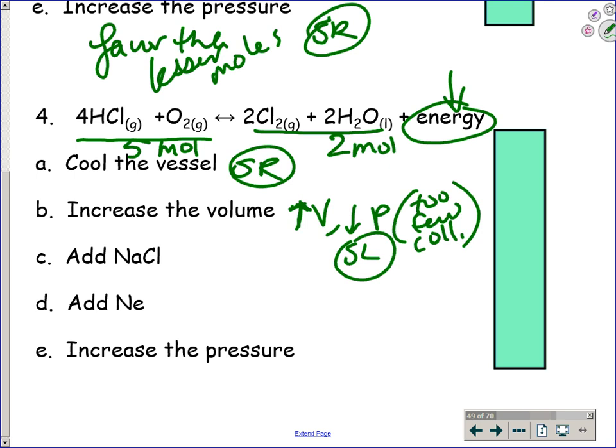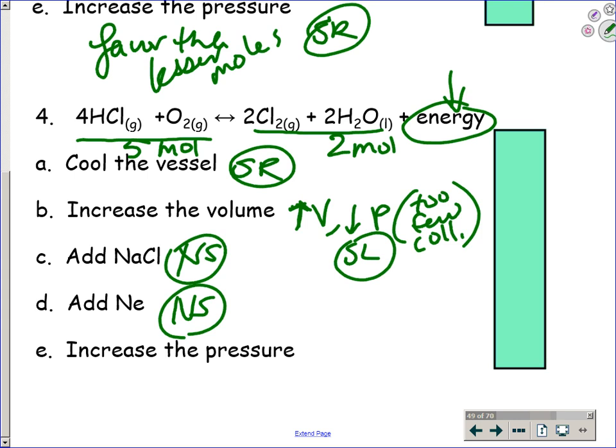Adding sodium chloride. No shift, good, because it's not present in our equilibrium system, and it's not a common ion because there's no aqueous systems here for us to even add ions. Adding neon. No shift because it's also not present in our equilibrium system. It's an inert gas. Increasing pressure.